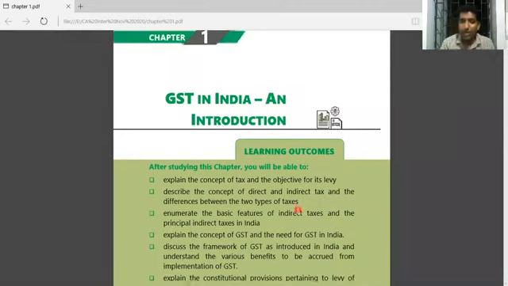We know that there are two types of taxes: one is direct tax and the other is indirect tax. For example, I'm a salaried employee, getting say a monthly income of 50,000. This is received directly by me from my employer, and for this income I pay tax directly to the government, and that is direct tax. Say after tax I received 45,000 rupees.